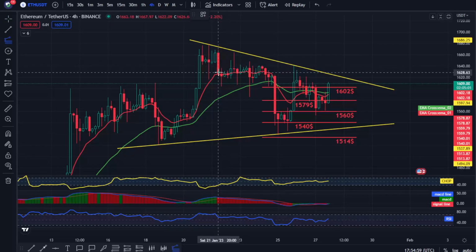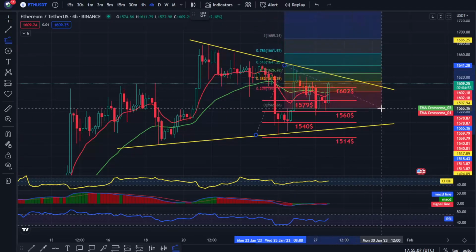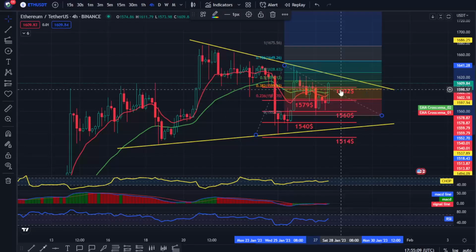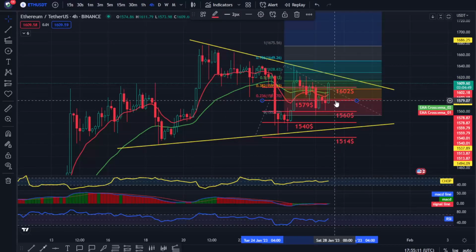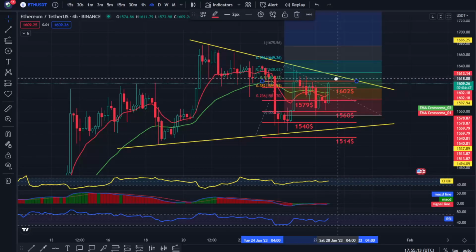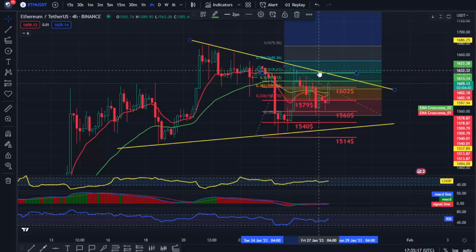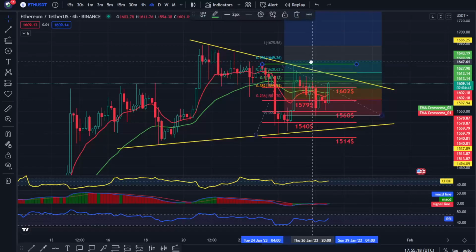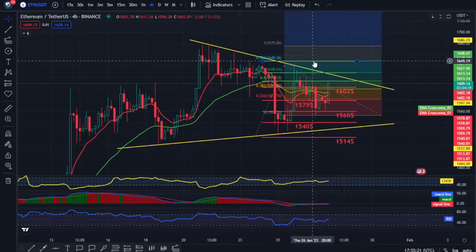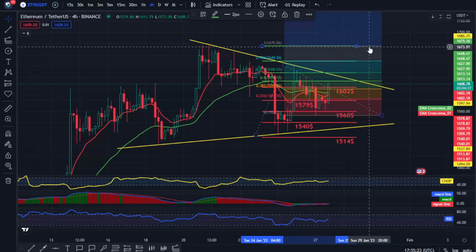Looking the other way, we can also identify places where the price may encounter resistance. And here we have the first resistance at $1,613, the second resistance at $1,628, the third at $1,648 and the fourth at $1,675.